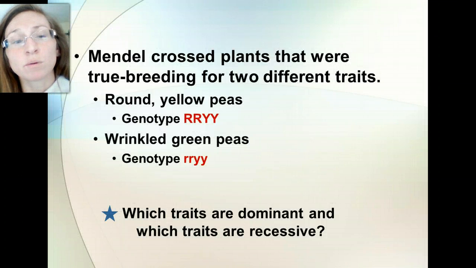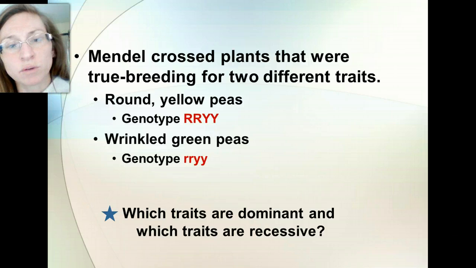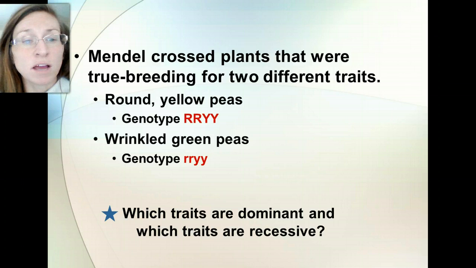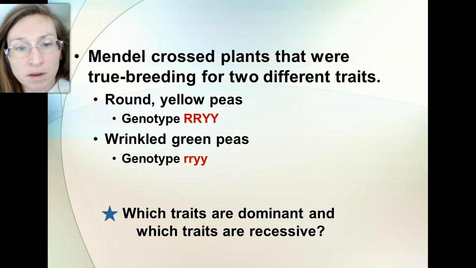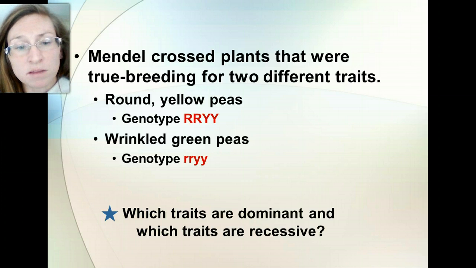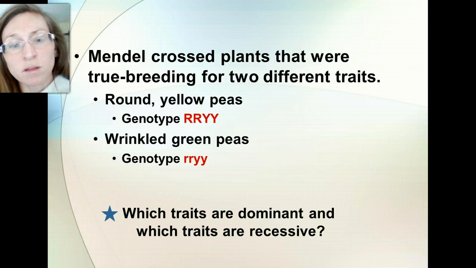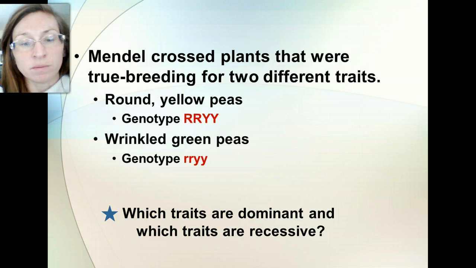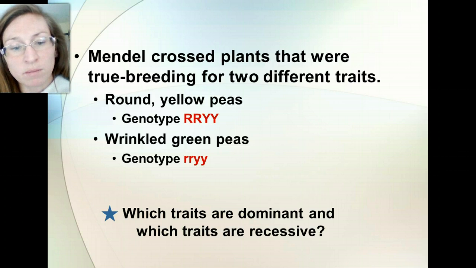He crossed plants that were true breeding for two different traits. So he did round yellow peas, and those had the genotype of big R, because round is dominant, and big Y, yellow is dominant. And then wrinkled green peas. So the little r designates wrinkled, the little y designates green for the genotype. And that just answered the question below, which traits are dominant, which traits are recessive. Round and yellow are dominant, they're represented by the capital letters. Wrinkled and green are recessive, they're represented by the lowercase letters.